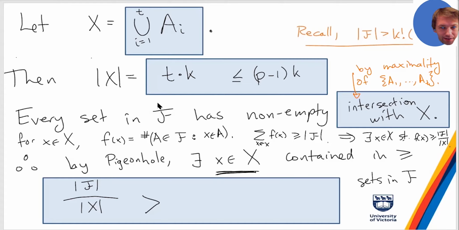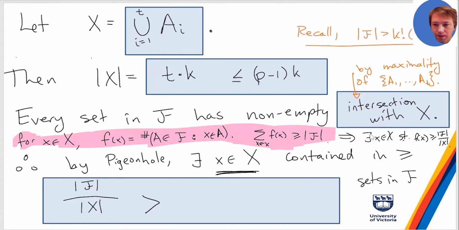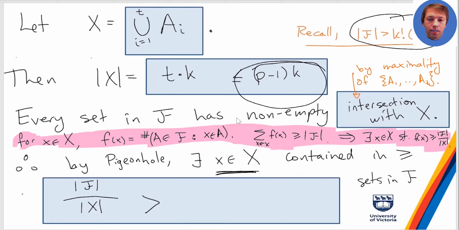This is the stuff I just wrote. So this is all I'm saying. Okay, now we can use the bound on F, right? F is bigger than k factorial (p minus 1) to the k. Also, we can use the bound on X. So X is at most (p minus 1) times k.